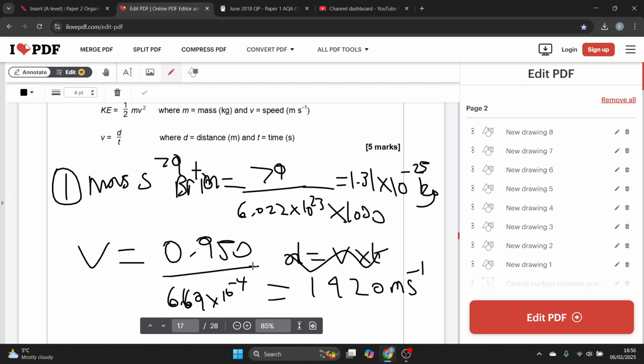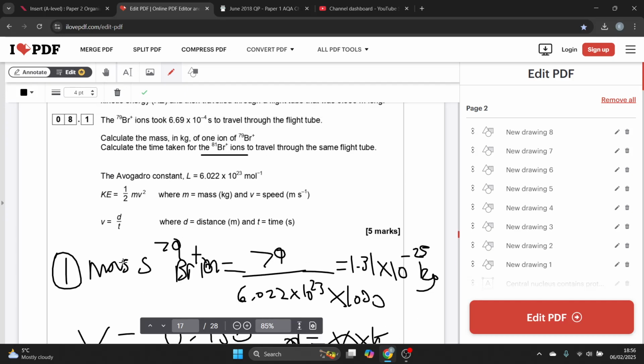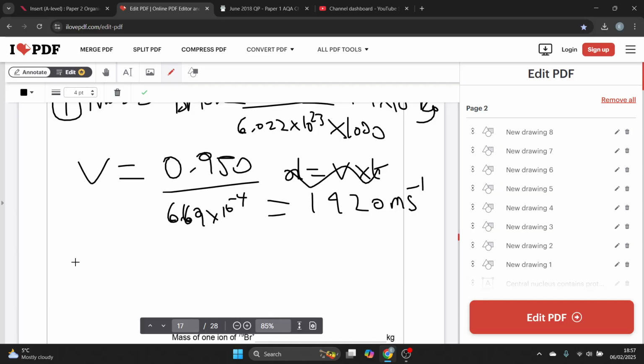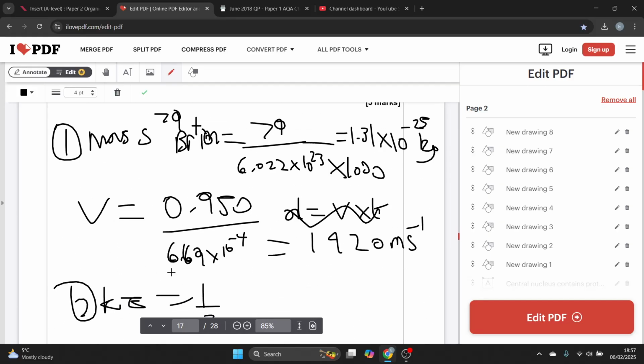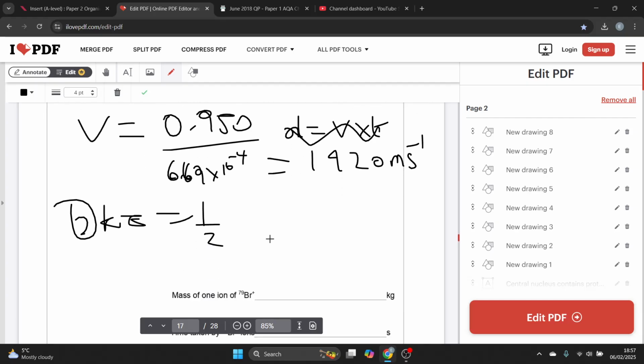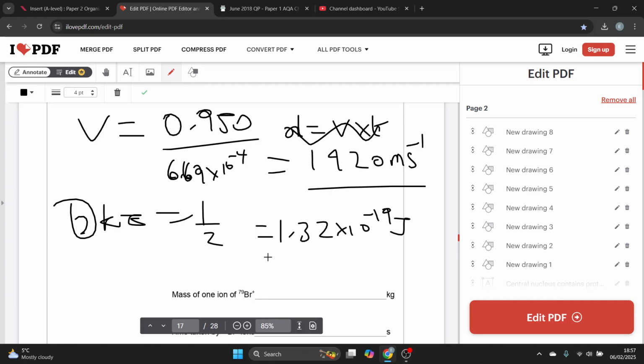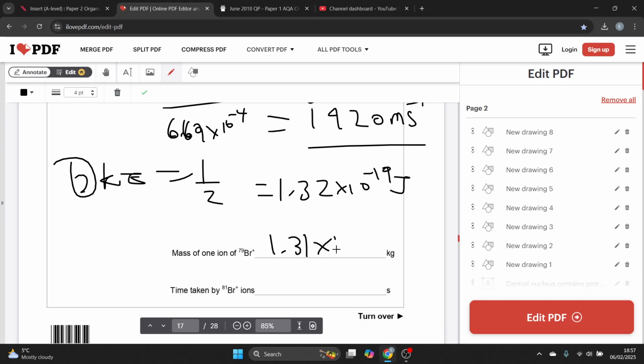Now, instead of doing anything else, I can just work out the kinetic energy. That's what I need to do. So KE equals half the mass of the 79Br plus ion times velocity squared. That will give me 1.32 times 10 to the power minus 19 joules, with mass 1.31 times 10 to the power minus 25 kg. That's the kinetic energy, but I want the velocity.